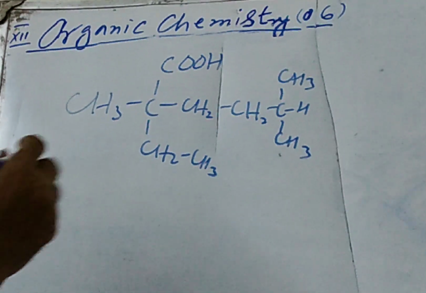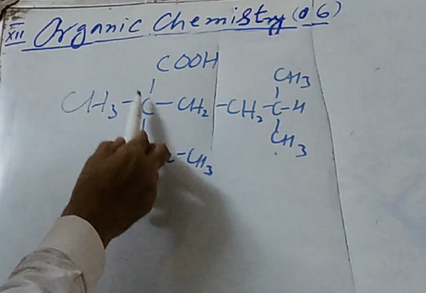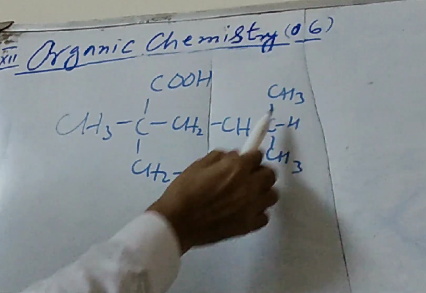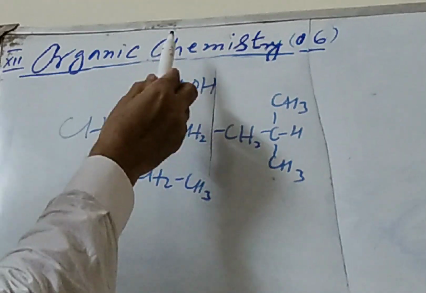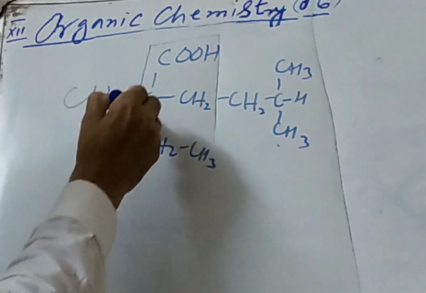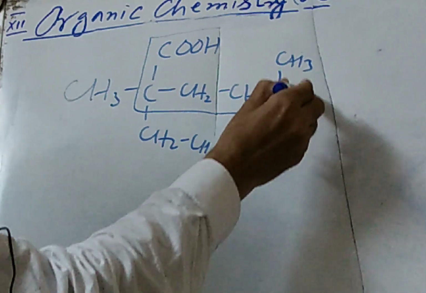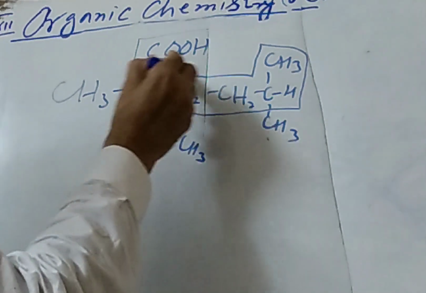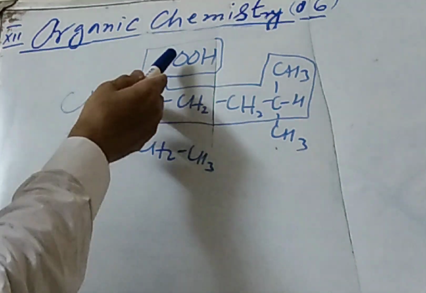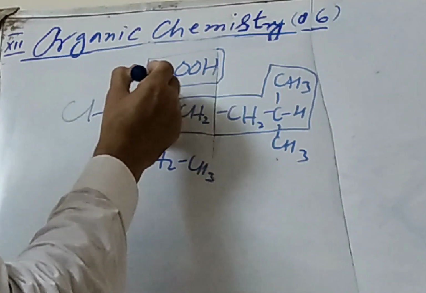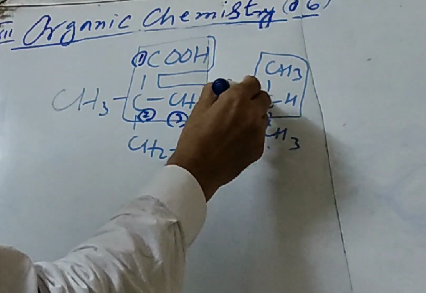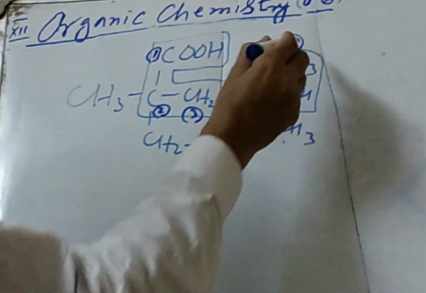Now select the longest chain. 1, 2, 3, 4, 5, 6, 7. 1, 2, 3, 4, 5, 6. If we consider this one, it is wrong because COOH will go out. So this is the chain which contains the functional group. So we can say that this is the required chain. Now the numbering, of course, it has come first. So this is the 1, this is the 2, 3, 4, 5, and this is the 6.